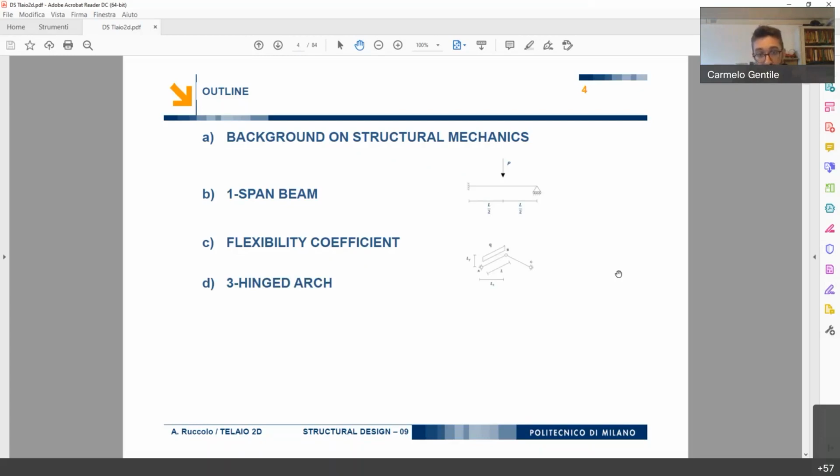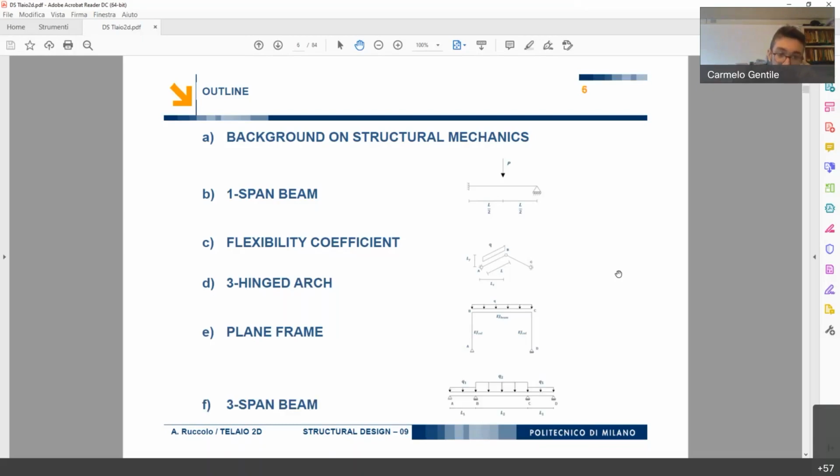Then we will solve a three-hinged arch. Furthermore, we have a plane frame, and we will use this software in order to start making some considerations on the structural behavior of frames that so far we have not yet seen so much. And finally, continuous beams, in this case, a three-span beam. So one continuous beam with a generic distribution of load, with different lengths of the spans.